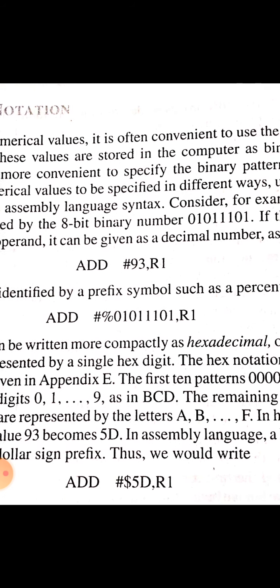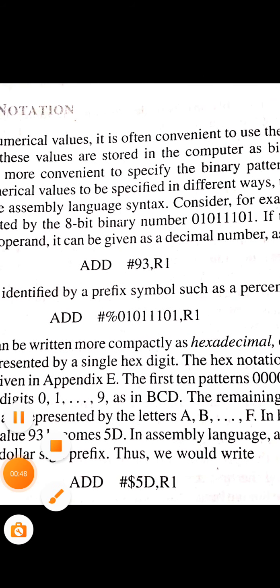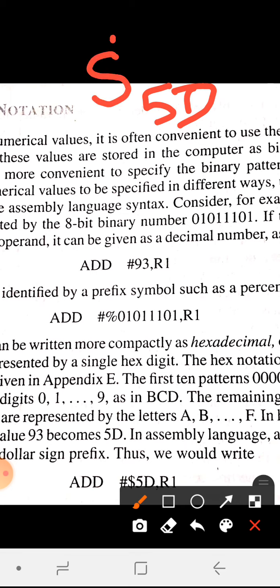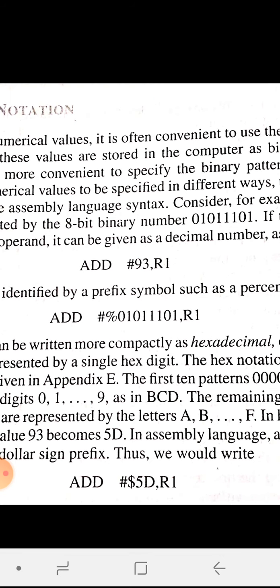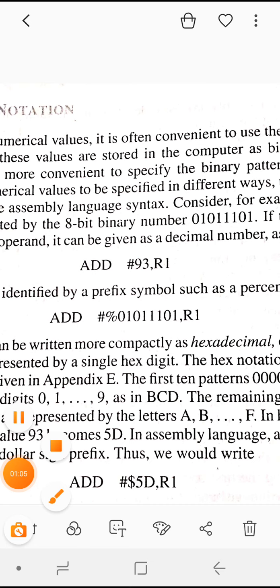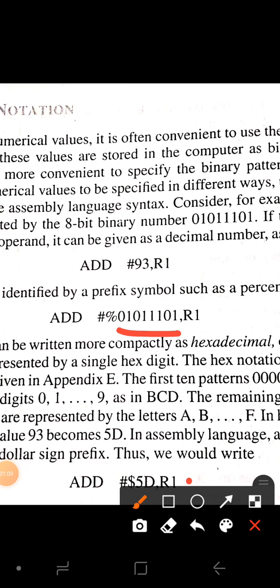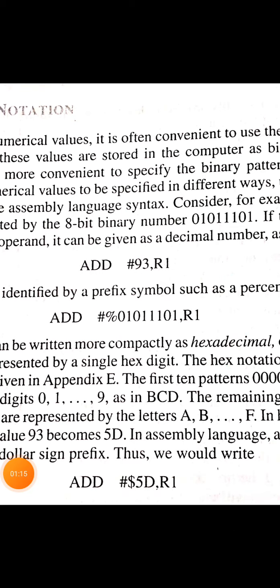If you want to represent the same 93 in hexadecimal, then 5D is what you are using. This is the representation of 93 in hexa, where if you want to represent the number in hexa, you will be using a dollar sign. So the number you can give directly as a decimal value, or as a binary number, or as a hexa number. If you are representing the number in binary, you will use the percent sign. If you are representing in hexa, you will use a dollar sign.